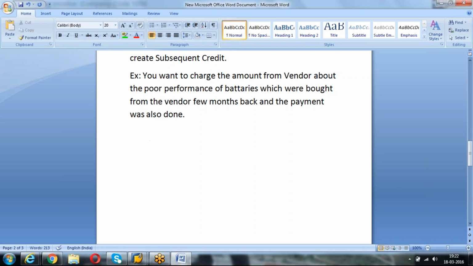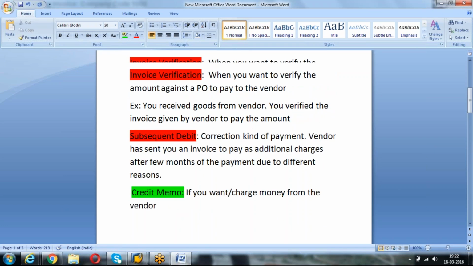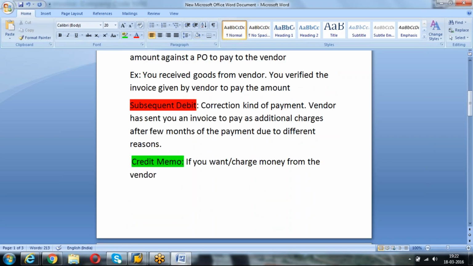You can understand that subsequent credit or subsequent debit, we never create without an invoice document, because after completion of the invoice, if you want to do any corrections, then we go for subsequent debit or subsequent credit. We never create a subsequent debit or credit directly. It's like a sequel. You cannot create a sequel movie without your first movie. That's why whenever you create an invoice or credit memo, if you want to make any corrections, then you go for subsequent debit and subsequent credit.